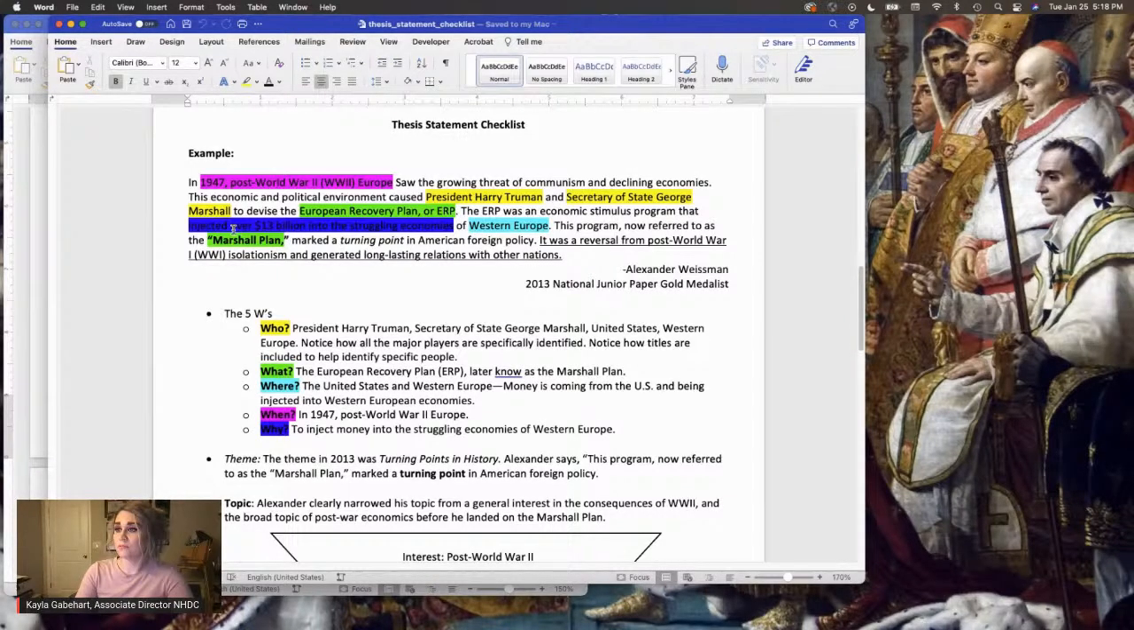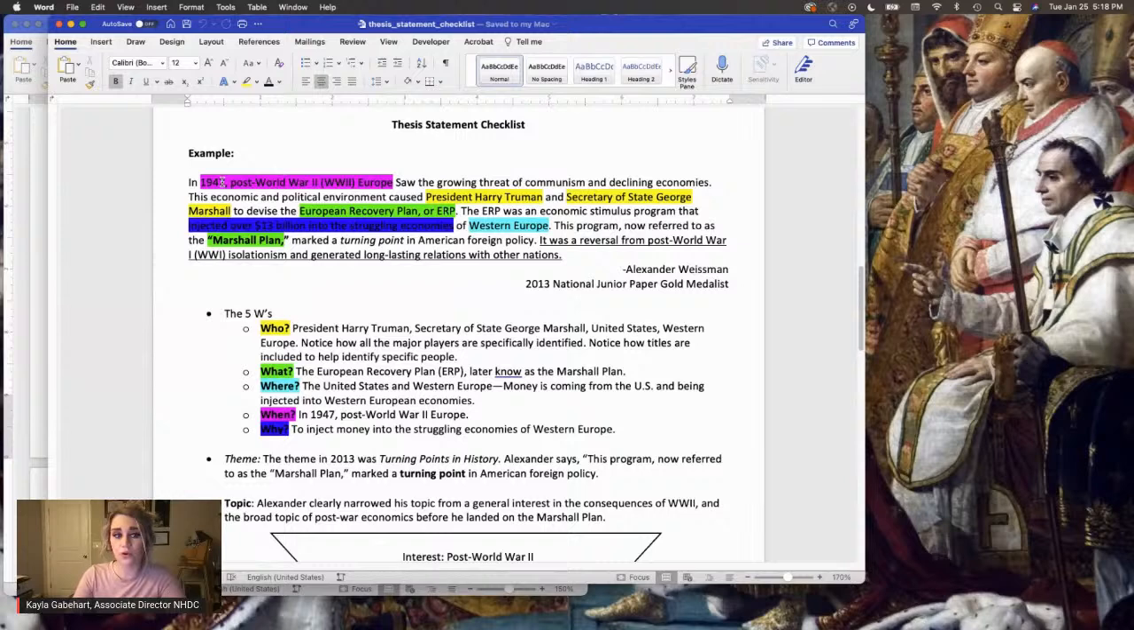Where is highlighted in teal. The money went to Western Europe. Now he could have just said Europe, but he said Western Europe because it's more specific and it's more correct. When? Highlighted up here in this pinkish purple color. In 1947, post-World War II Europe. So that when is super specific. He could have just said post-World War II, but he gives us this exact year.